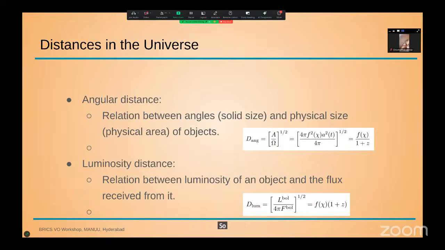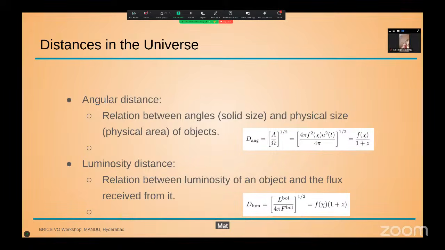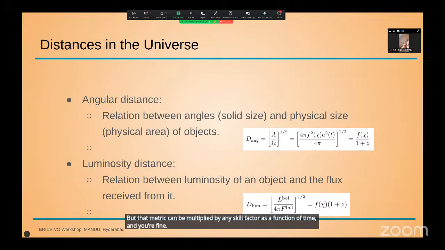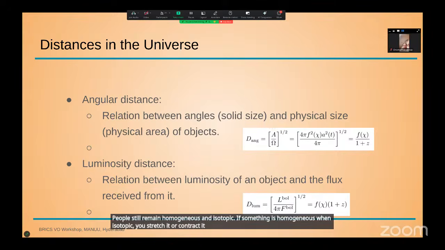So that's one. Now what you can do is take the values that you have calculated for these distances in symmetric spaces. If the universe is homogeneous and isotropic at all points of time, then it must have one of these metrics. But that metric can be multiplied by any scale factor as a function of time, and it will still remain homogeneous and isotropic. If something is homogeneous and isotropic, you stretch it or contract it, it still remains homogeneous and isotropic.